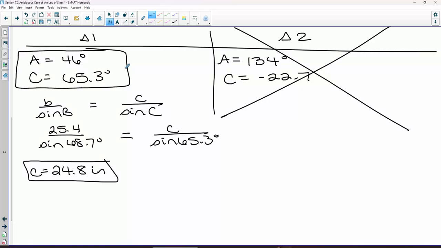Okay, if you want to check yourself, angle A was the smallest angle, so side A has to be the smallest side. Angle B was the biggest angle, so side B has to be the biggest side. All right, what questions do you guys have so far? So we have basically looked at all 3 cases.